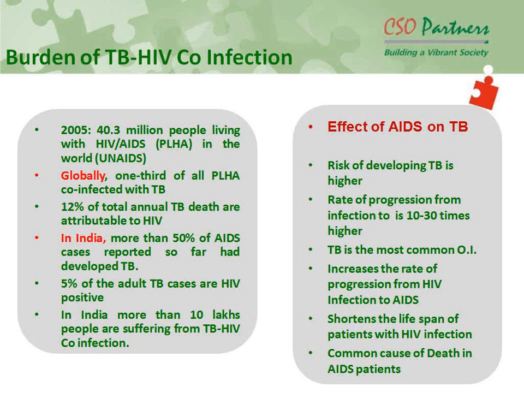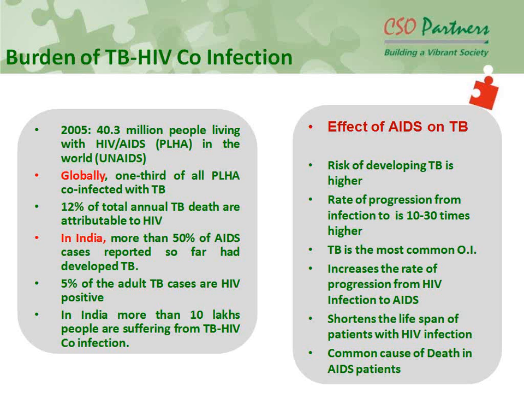Globally, 1/3 of the PLHA, people living with HIV and AIDS, that is the term I was mentioning, are co-infected with TB. So 30% of the PLHAs are also infected with TB. 12% of total annual TB deaths are attributable to HIV. In India, more than 50%, just look at this, that is what is really alarming. In India, more than 50% of AIDS cases reported so far had developed TB.